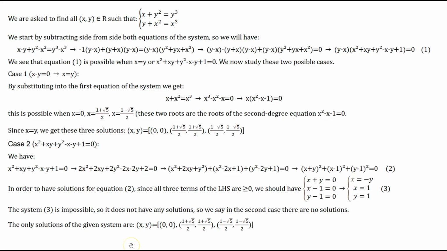At the end of this problem, we can say that the only solutions of the given system are the ones that we found in the case where x is equal to epsilon, and we found three solutions, which we now repeat. (0, 0) is one solution, ((1 plus square root of 5) divided by 2, (1 plus square root of 5) divided by 2) is the second solution, and ((1 minus square root of 5) divided by 2, (1 minus square root of 5) divided by 2) is another solution. So this concludes the proof of this problem.